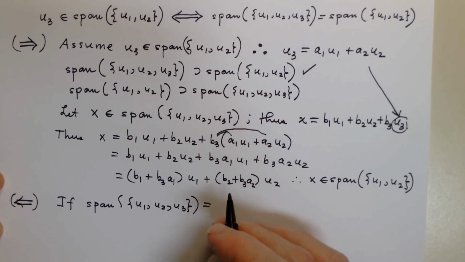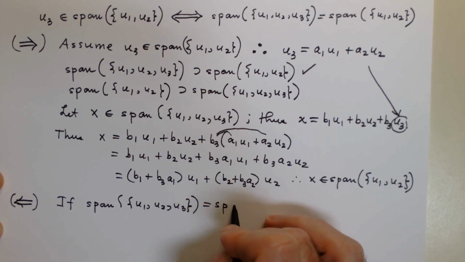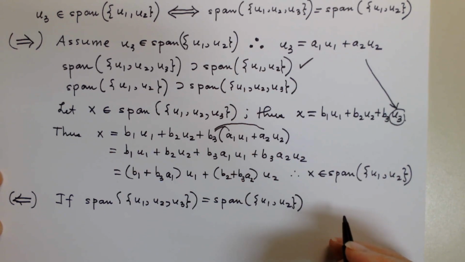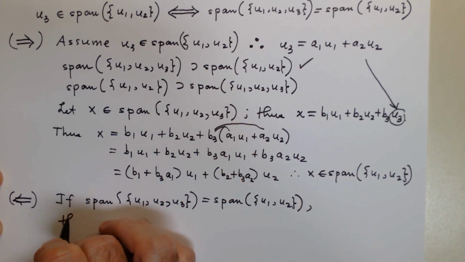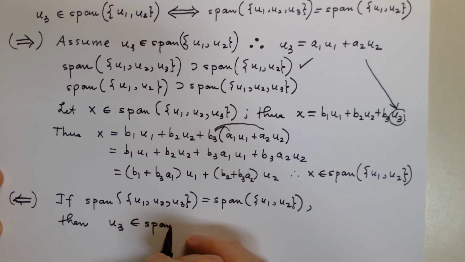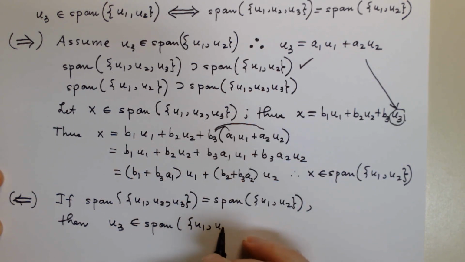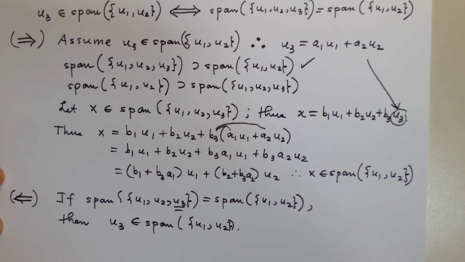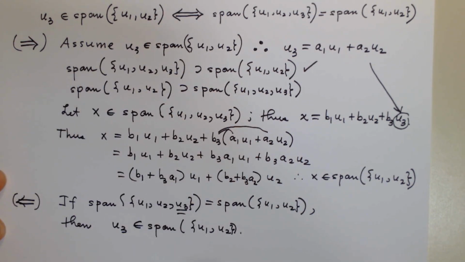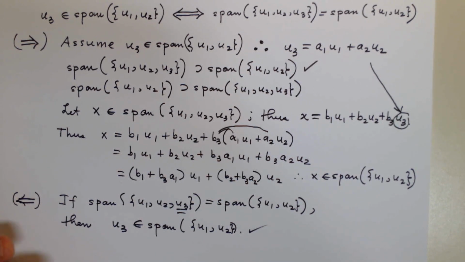If the span of U1, U2, and U3 in fact is equal to the span of U1 and U2, then U3 must be in the span of U1 and U2. Okay? Because that's one of the vectors that's in this left-hand side. So U3 has to be an element of that. So U3 is in the span of U1 and U2, and that's exactly what I wanted to show. So that direction is much simpler, much more straightforward.